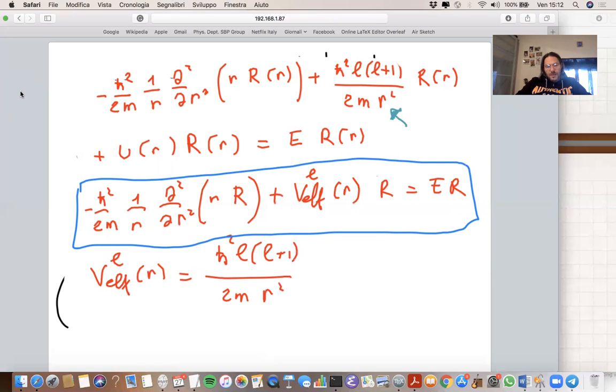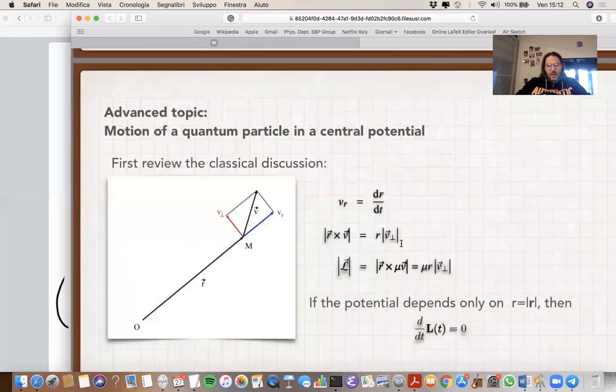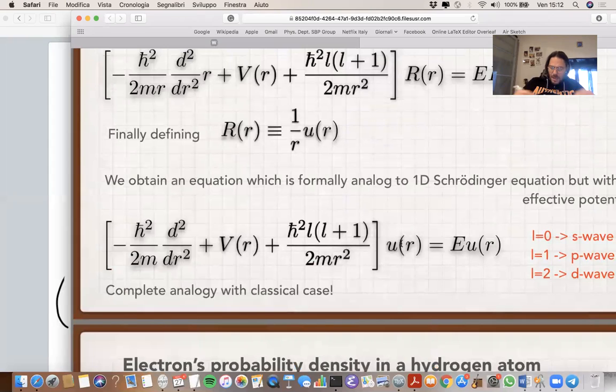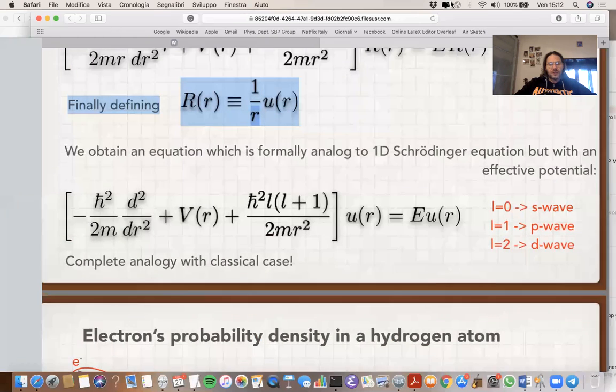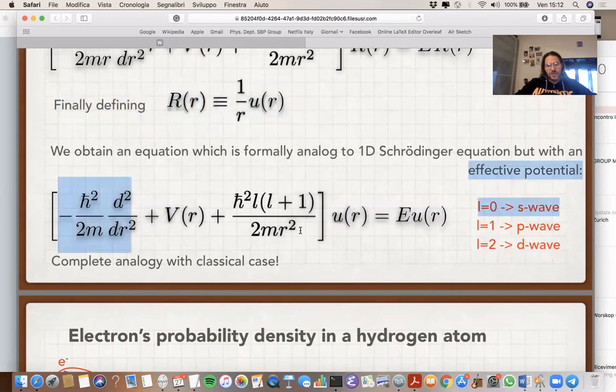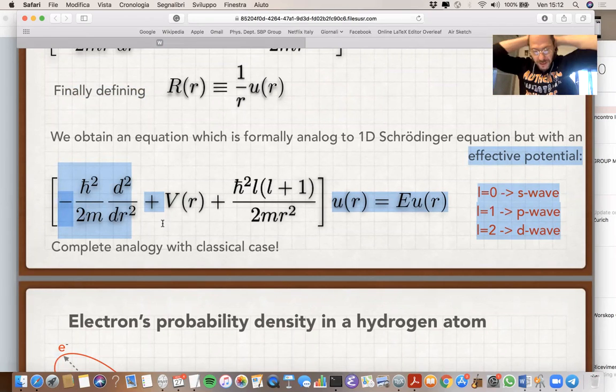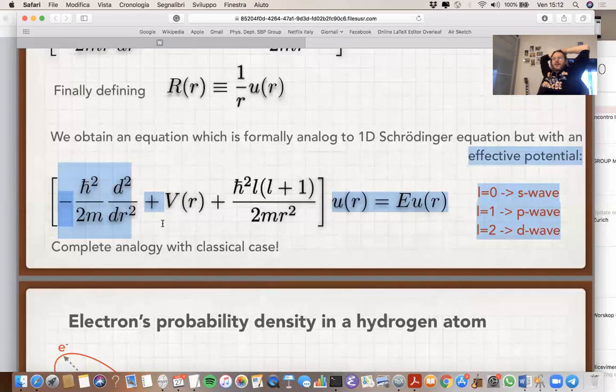It is convenient to rewrite this in a form that looks even closer to the Schrödinger equation in one dimension, and is obtained by making the substitution you find here, replacing R with 1 over r u(r). It's just a change of variable. And if you do, your effective Schrödinger equation, let me not write it, let me just state it, becomes this. So we have completed the analogy with the classical case.